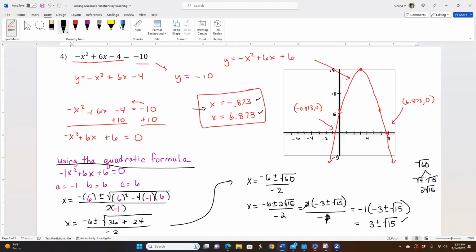So if this were a question where you had to find the exact value, finding it by graphing will give you the decimal representation of the value, not the exact value. To get that, we needed to use the quadratic formula or completing the square.